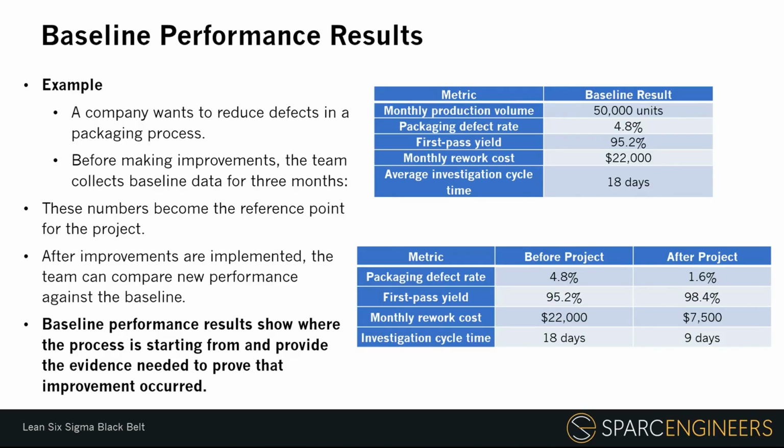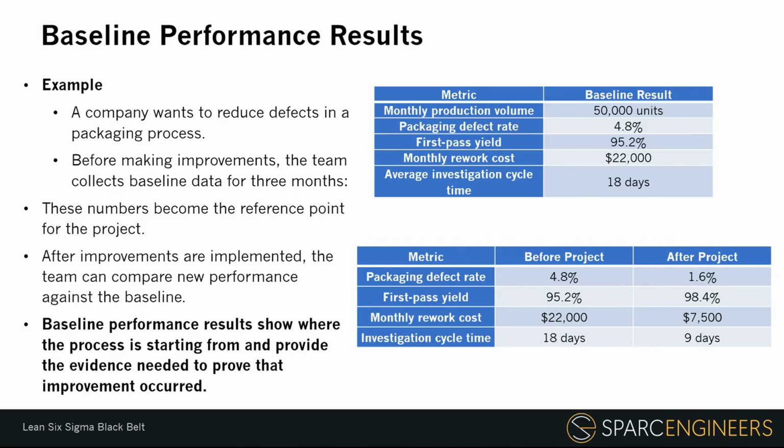The defect rate tells us the frequency of the quality issue. First pass yield tells us how much product moves through the process correctly the first time. Rework cost shows the financial impact. Investigation cycle time shows the effect on quality system workload and responsiveness.